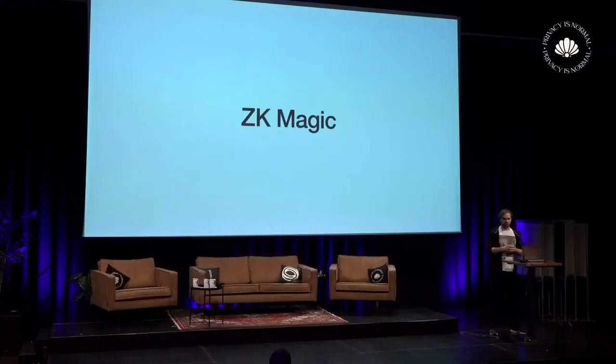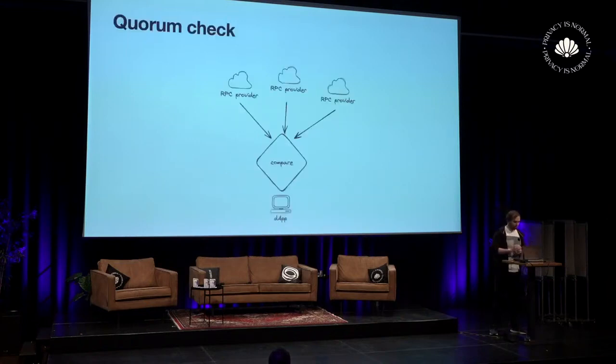Okay, next, we can imagine some solution with ZK magic. Imagine the RPC provider returns some ZK proof of validity of the data they respond with. However, the technology is not yet there. Of course, it's too computationally intensive to do that. And I actually struggle to imagine how we can do it universally for multiple chains. However, you can imagine that in the future maybe we build something like that.